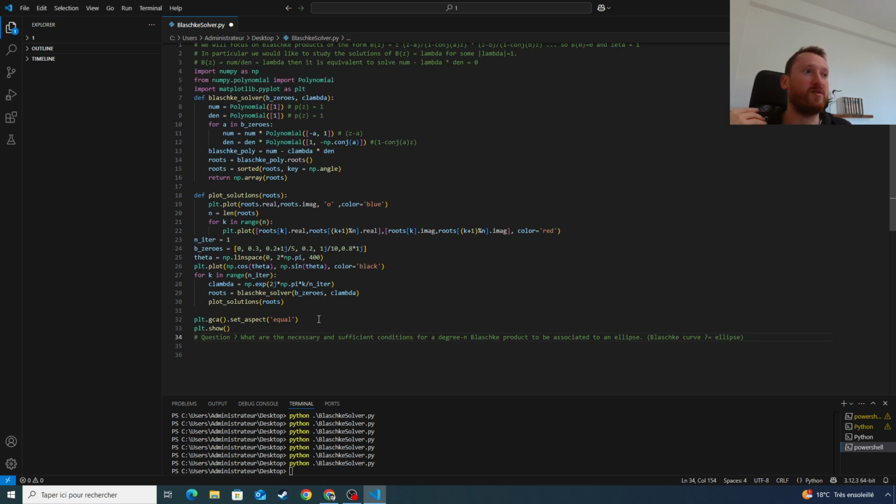And in fact, there is a theorem that says that they do exist, but the real question is, how do we find them? How do we compute the zeros of these Blaschke products of degree n so that their Blaschke curve is an ellipse? And that's the big question, and I will give the answer in one of the next videos.